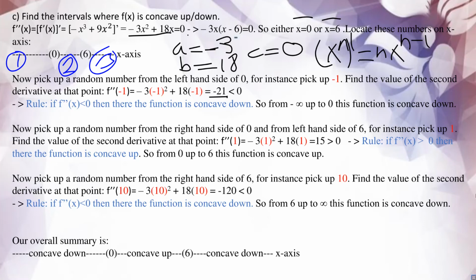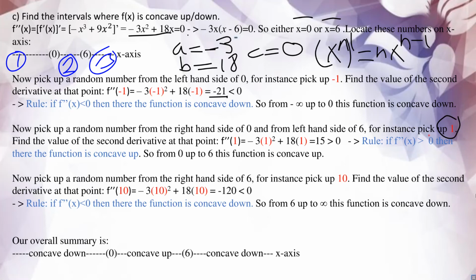Now do the same things 2 more times for the following 2 intervals. Of course, let's go on with the second interval. Now you have the 0 to 6. Okay, pick up a number from there. Well, I pick up 1. Because that's an easy number.